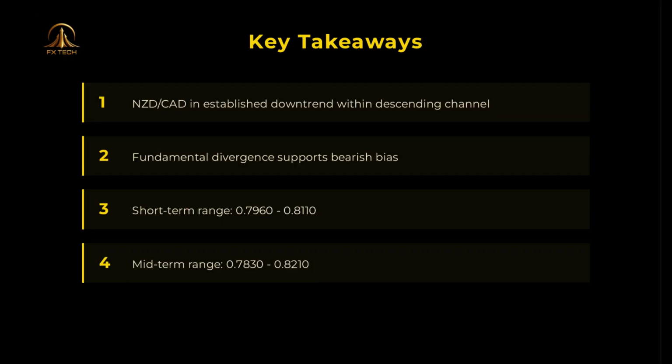Let's summarize the 5 key takeaways from this analysis. First, NZD/CAD is in an established downtrend within a descending channel. Second, fundamental divergence between the central banks supports the bearish bias. Third, the short-term range is 0.7960 to 0.8110. Fourth, the midterm range is 0.7830 to 0.8210. And fifth, selling rallies is the preferred trading strategy. These insights provide a clear framework for approaching this currency pair in the coming weeks.